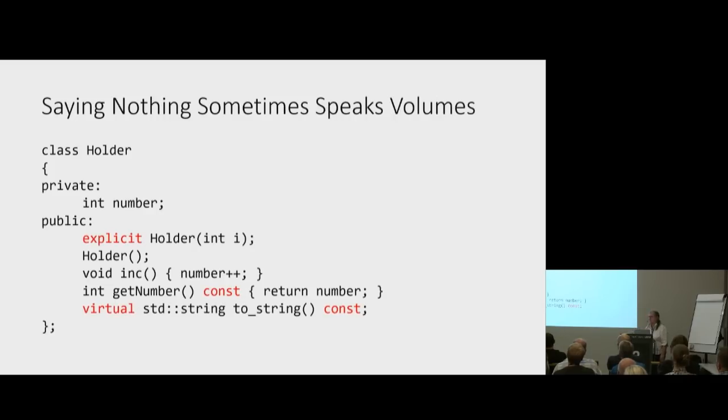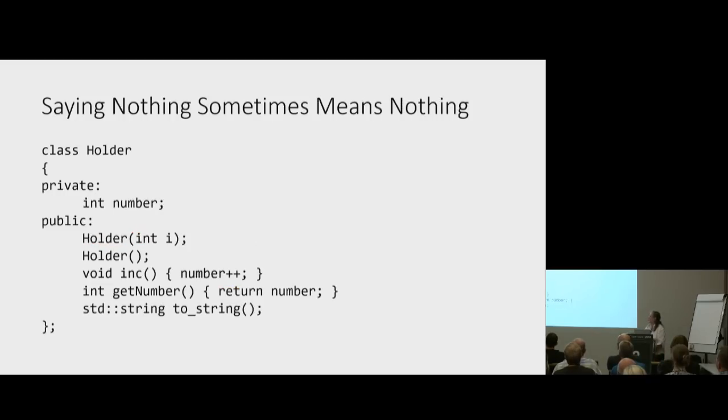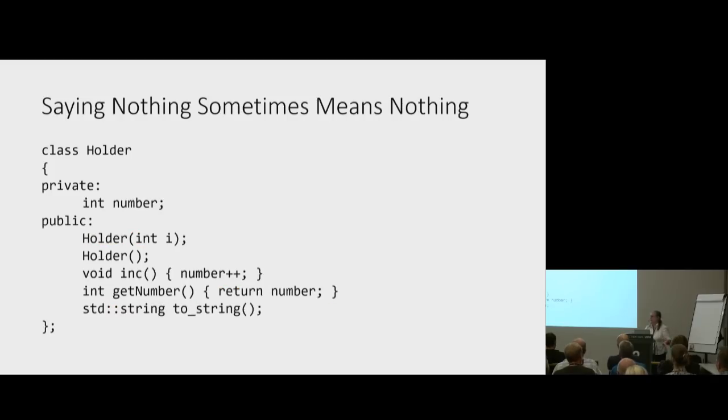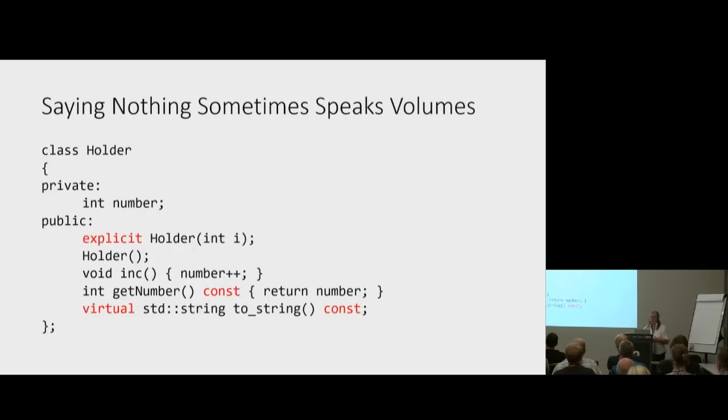Take a look at this version of holder. I'm just going to go back to this one and then this one. Oh, so in the first one, when we didn't say anything on the one argument constructor, we didn't say explicit, we were kind of saying something, right? We were saying you can just ask the compiler to make you a holder out of a random integer if there's some context where the compiler feels like doing that.